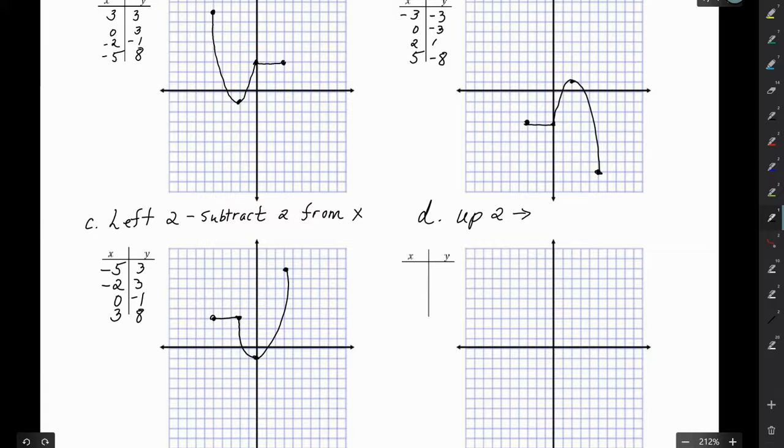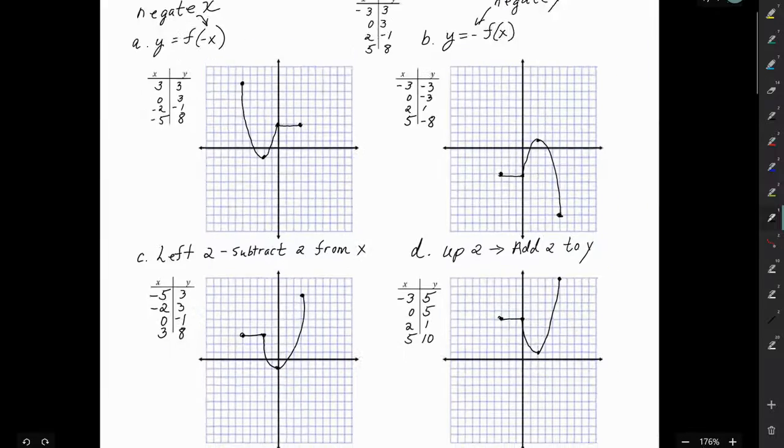If we want our whole function to move up 2, we want all the y values to go up 2. So we're going to add 2 to y. So our x values will remain the same, but we're going to add 2 to all the y values. So 3 plus 2 is 5. Again, 3 plus 2 is 5. -1 plus 2 is 1. And 8 plus 2 is 10. And then we'll plot our points and see if we accomplished our goal.